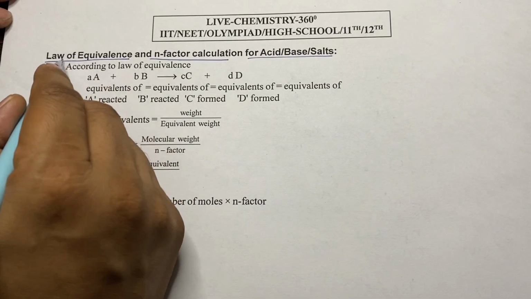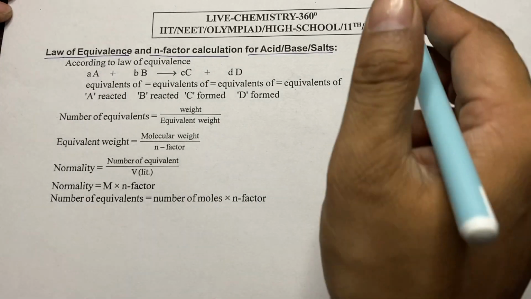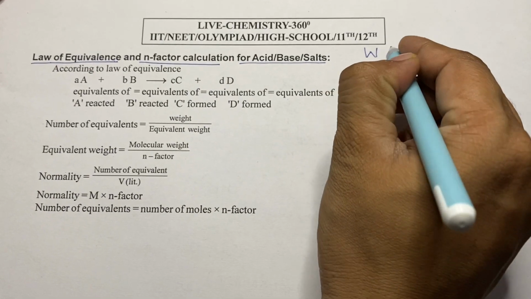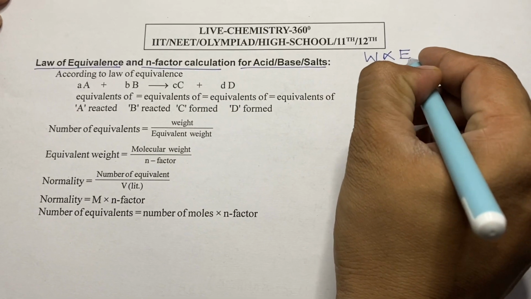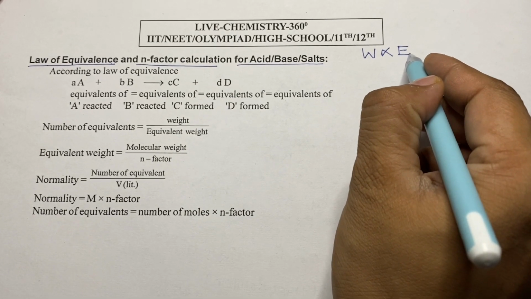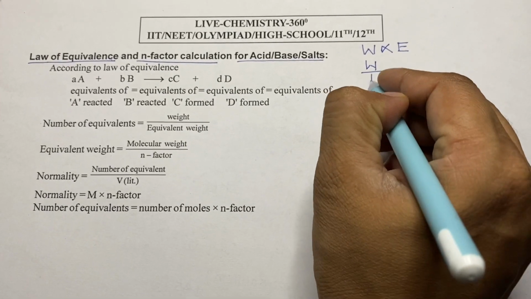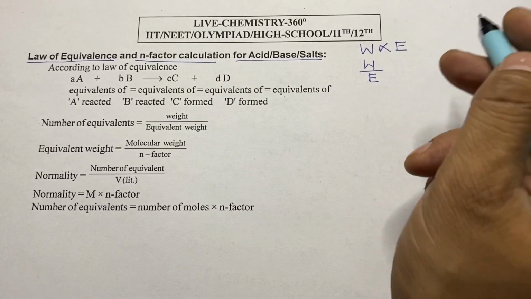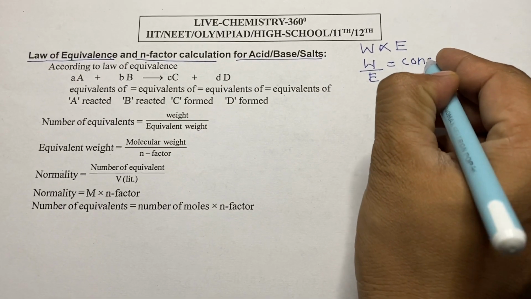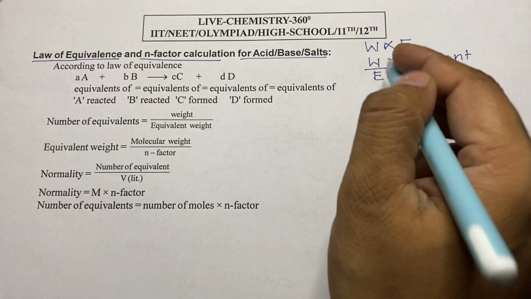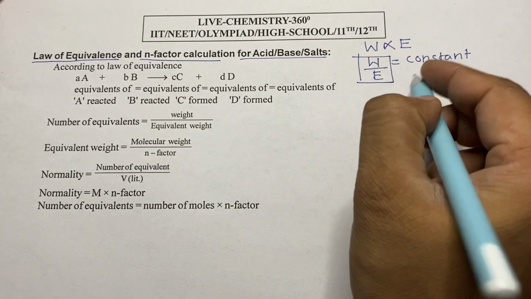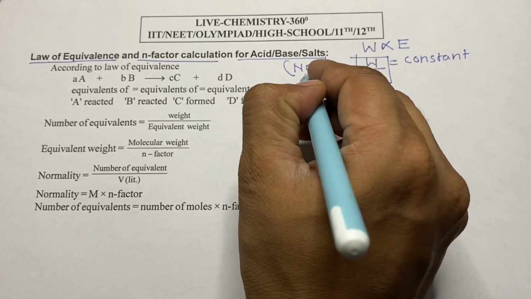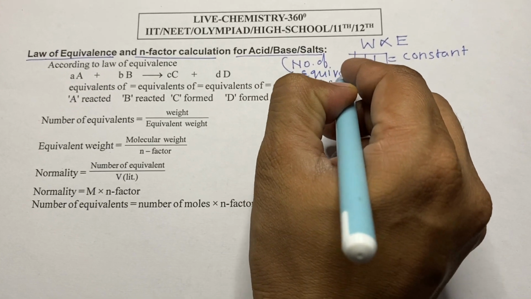So what is meant by the law of equivalence? According to this law, the weight of a reactant or product taking part in a chemical reaction is directly proportional to its equivalent mass. So we can say that W by E of each species taking part in the reaction, whether it is a reactant or product, will remain constant. W by E is known as equivalent, or the number of equivalents.